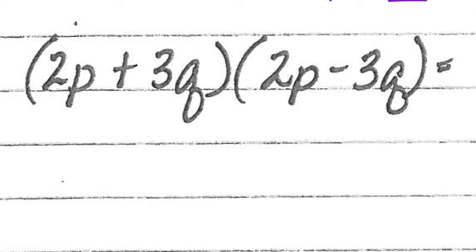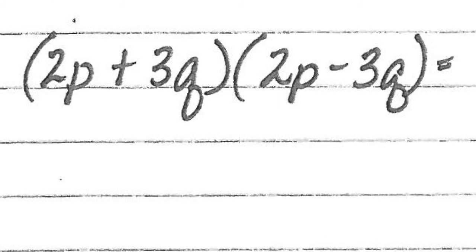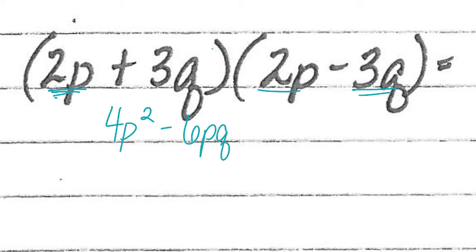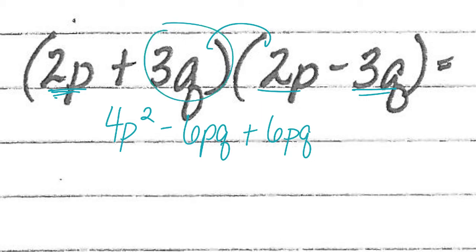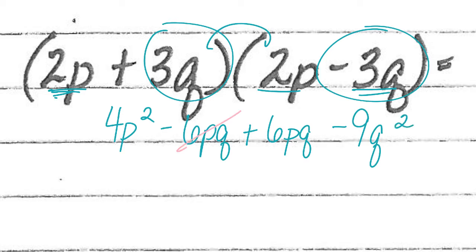The last one is super fun because the outers and inners cancel. So when I multiply the first terms, I get 4p squared. The outer terms are negative 6pq. The inner terms are positive 6pq. And my last terms are negative 9q squared. So notice that the 6pq and the negative 6pq cancel out. And my final answer is 4p squared minus 9q squared. How are you doing so far?